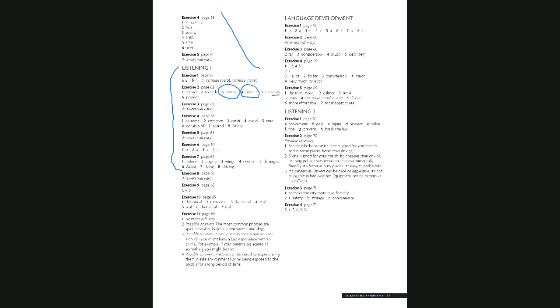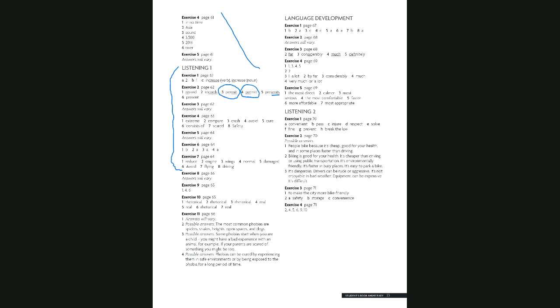What did you put, Lan? I put reduce. Yeah, that's correct. So number 1 is reduced, number 2 engine, number 3 wings, number 4 normal, number 5 damaged, number 6 avoid, 7 flying, and 8 driving. Right. Okay, that was the listening comprehension. See how much you put into that one. That's a good practice for you guys too.